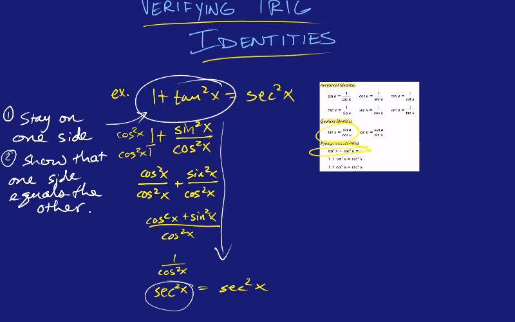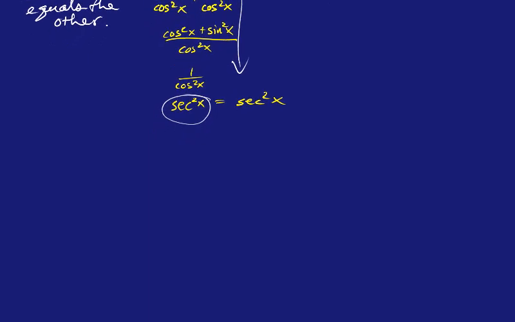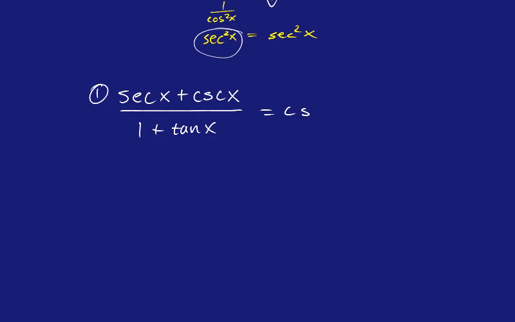So that's the idea about verifying a trig identity, that you're working on one side and you're showing that it equals the other side. So take a look at a couple examples, and really the best thing for you is to practice and memorize the identities so that you can just work the puzzle out. Also invest in an eraser because you're going to screw up sometimes. So here you go, first one. Secant of x plus cosecant of x, all divided by 1 plus tangent of x equals cosecant of x.